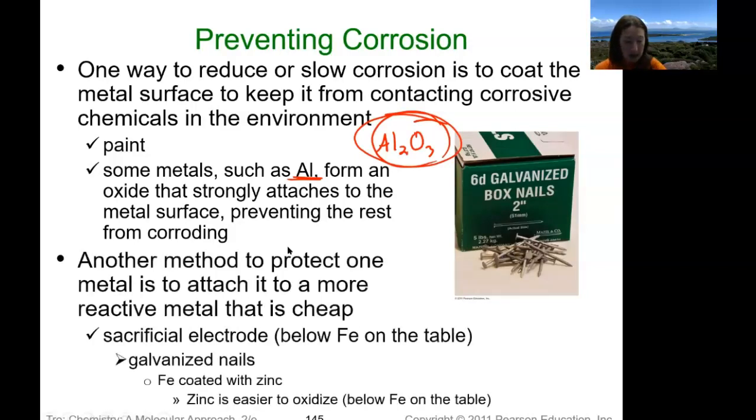Or another thing that we can do is use nails. So nails are iron, but what they cover them with is zinc, right? And we call this a sacrificial electrode. Again, anything below iron on our reduction table can do this because it will be oxidized. Iron won't be oxidized, right? And so that's why iron nails are coated with zinc, because zinc is easier to oxidize because it's below iron on the table.